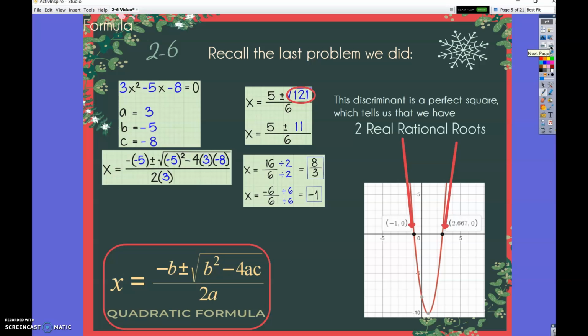The first problem we just did, where Franny factored for us, and we actually did the quadratic formula, here it all is again. We found our solutions to be at -1 and 2 2/3 or 8/3. This 121 in our square root, the discriminant as we're calling it, is a perfect square. When it's a positive number, 121 is positive, and it's a perfect square, it tells us that we have 2 real rational roots.